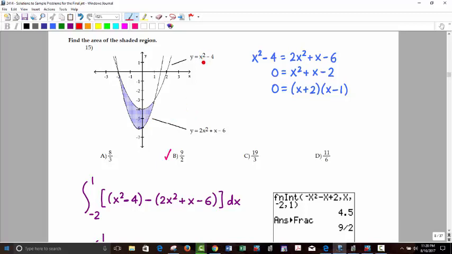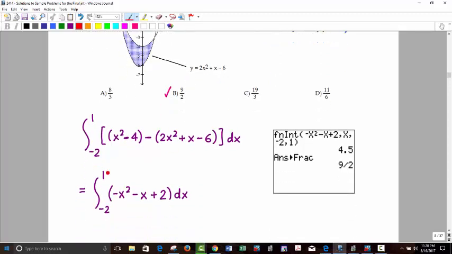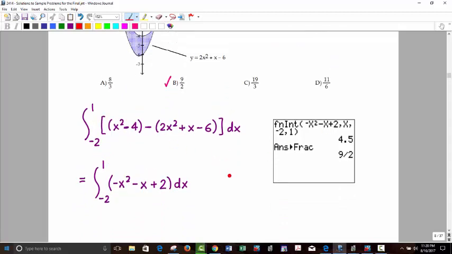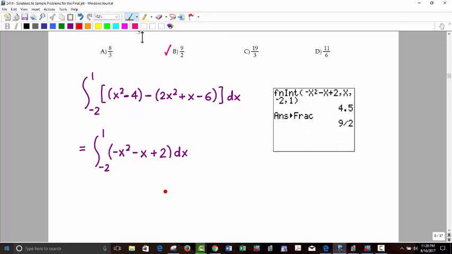The parabola x squared minus 4, you can see, is the upper parabola here, and then the 2x squared plus x minus 6 parabola is the lower. So technically, to do this in the right order, you would put the x squared minus 4 first, and the 2x squared plus x minus 6 second. And from -2 to 1, I used the fnInt. These aren't hard to do if you're not using a fancy calculator. I shouldn't imply you have to do them that way. You could do them using basic antiderivatives. I just skipped that for the purposes of this review.